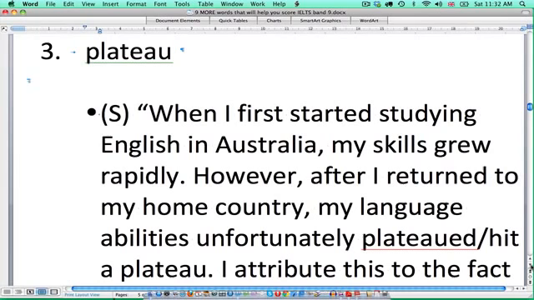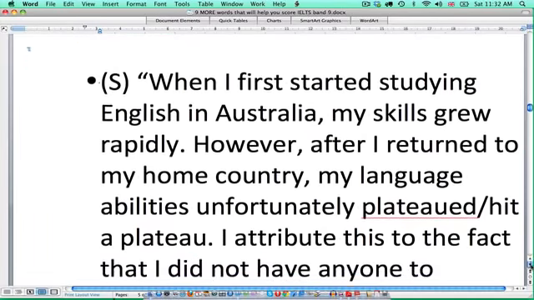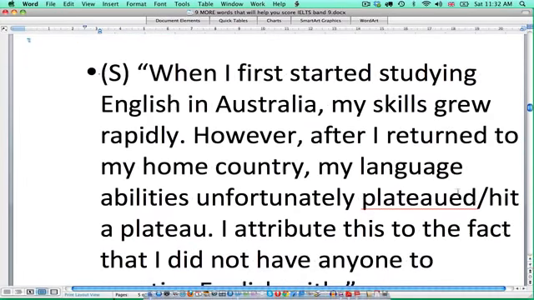So in the speaking, you could possibly receive a cue card that asks you to explain in detail your relationship to the English language. So perhaps how you've grown as a student of English, and you could use plateau in this way if you were to talk about a period of time in your history of study where things were not really growing one way or the other. So for example, when I first started studying English in Australia, my skills grew rapidly. However, after I returned to my home country, my language abilities unfortunately plateaued.